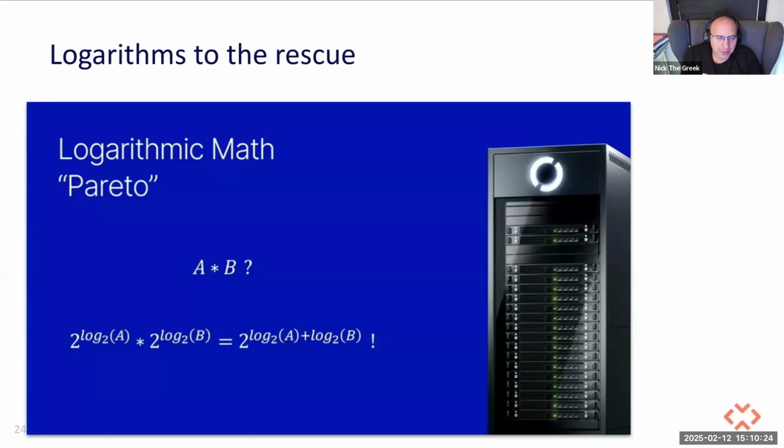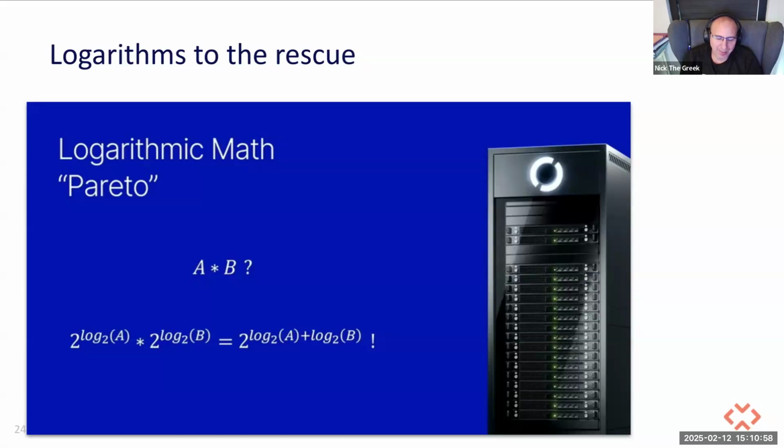And logarithms to the rescue. So basically, as we said in the beginning, our problem is how are we going to do A times B fast enough? And we know that we can write this as 2 to the log2 of A times 2 to the log2 of B. So basically, we can do additions in the logarithmic domain, and then in the end, you can exponentiate that to get the true value. If only things were that simple.